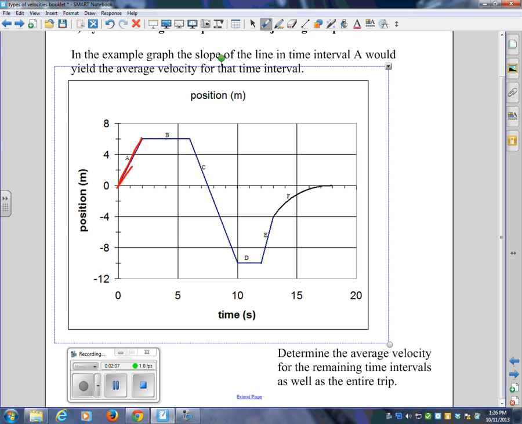And I haven't given you any points there, but you can see that it looks like it goes up to that point, and the y value there would be 6, right? So that would be 6 minus 0. And here that's 5, so that must be 1, 2. 2 minus 0. And so the average velocity for interval A is 3 meters per second, correct?